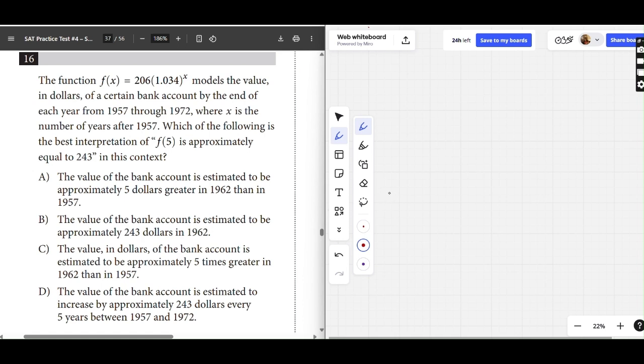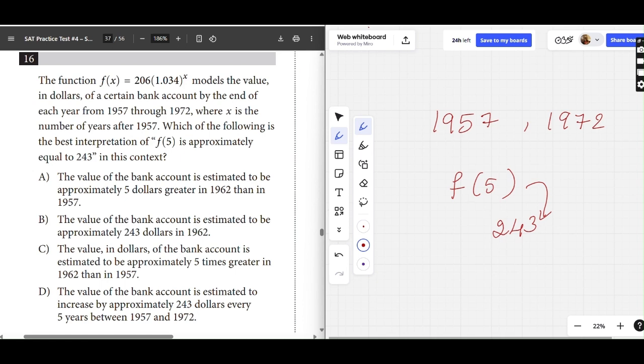Okay, so there is a gap like 1957 through 1972, where x is the number of years after 1957. Which of the following is the best interpretation of f of 5 is approximately equal to 243 in this context?